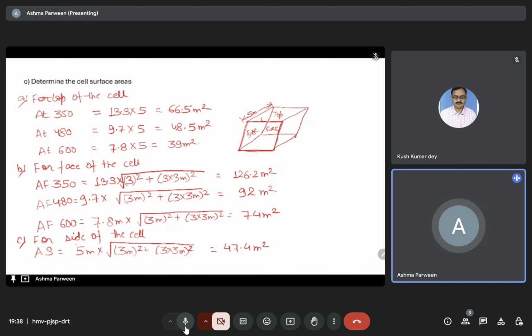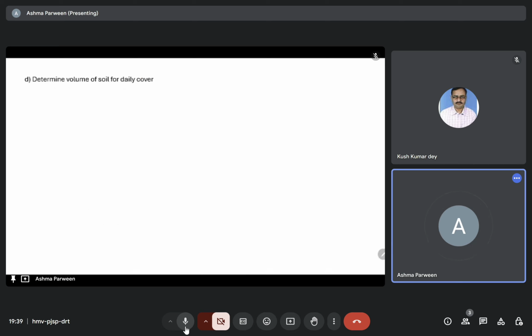So the surface area for side for each of the cell will be same because the width and height is same for all the cells. So it is coming out to be 47.4 meters square. So now let's move to the next part.